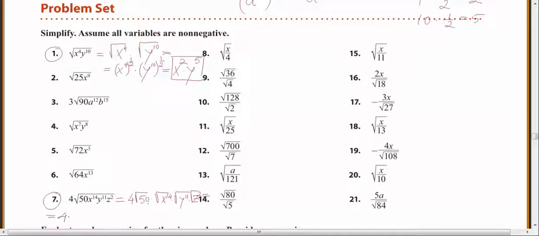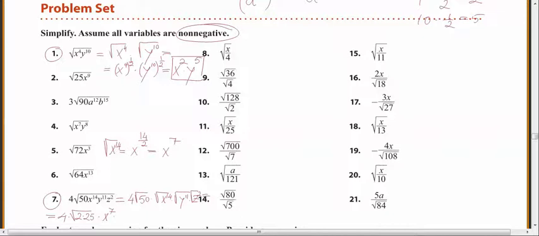It will be 4 times square root 50, which is actually the square root of 2 times 25, or 25 times 2, right? The square root of x to the 14 is x to the power of 14 over 2, okay, which equals x to the 7th. And they're telling us that all variables are non-negative numbers, so we don't have to worry about anything related to x being positive or negative, right? Okay, so this would be times x to the 7th, right, times y to the 11.